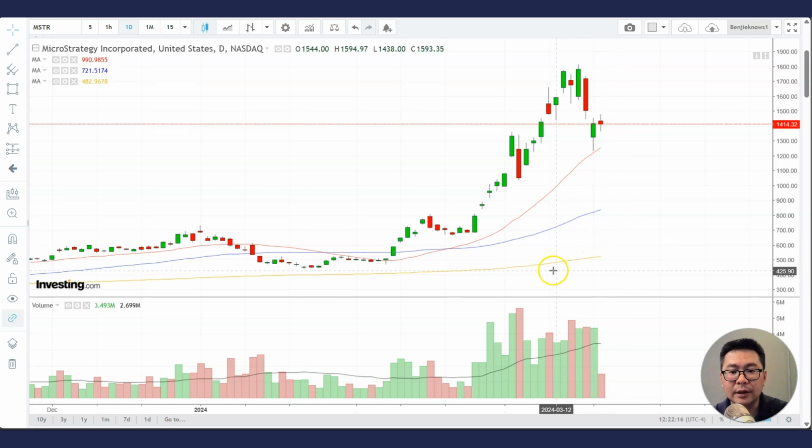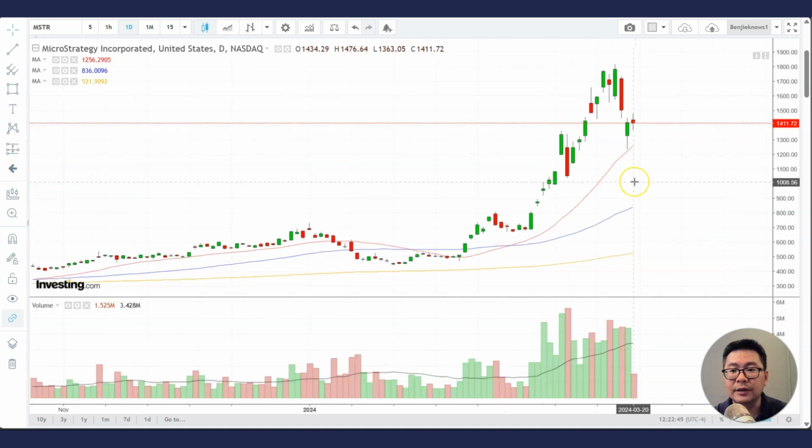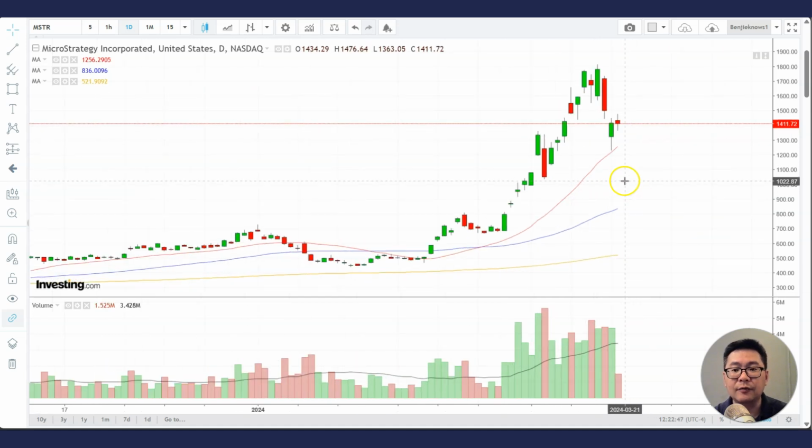Now, when you look at the 200 MA and the 50 MA, when a stock is too far away from these two moving averages, chances are that it will snap back. The 50 MA and the 200 MA are like dog leashes. Price is like the dog, and when the price is too far away, you should expect at least a correction, because prices don't go up in a straight line forever.